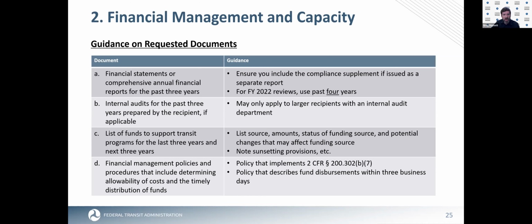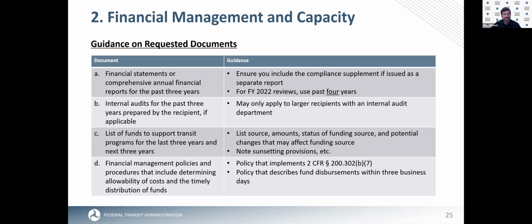Continuing on, item B, if you are a larger recipient, you happen to have an internal audit department, what the RIR asks you to provide are internal audits for the past, well, we'll just say review period. If that's applicable, that would be good information for your reviewer to see.